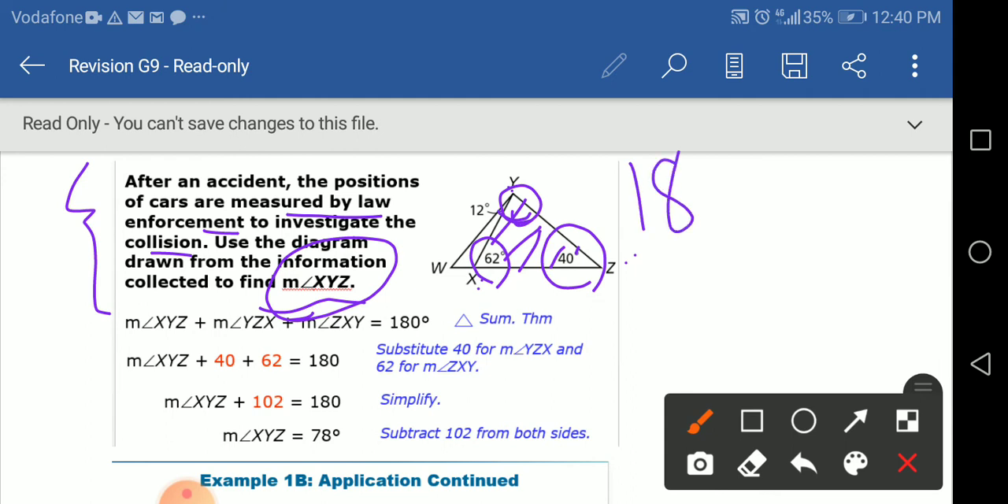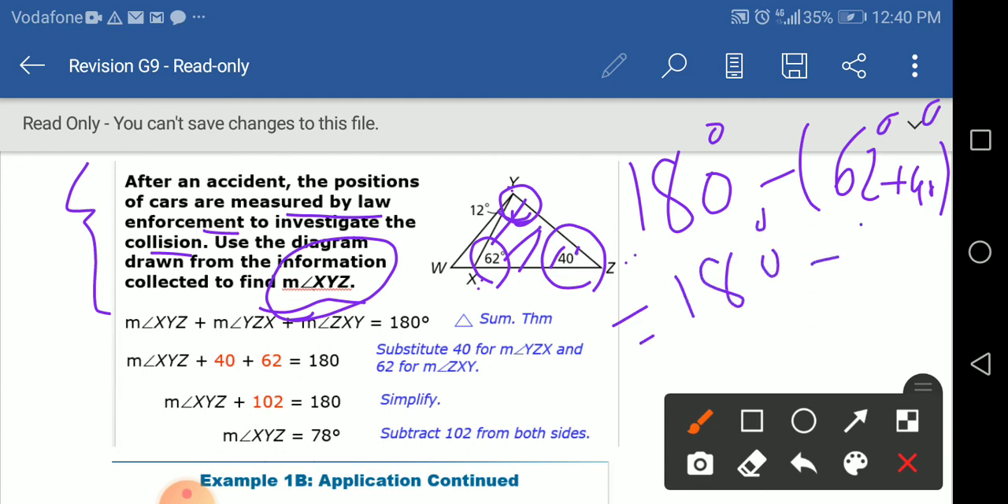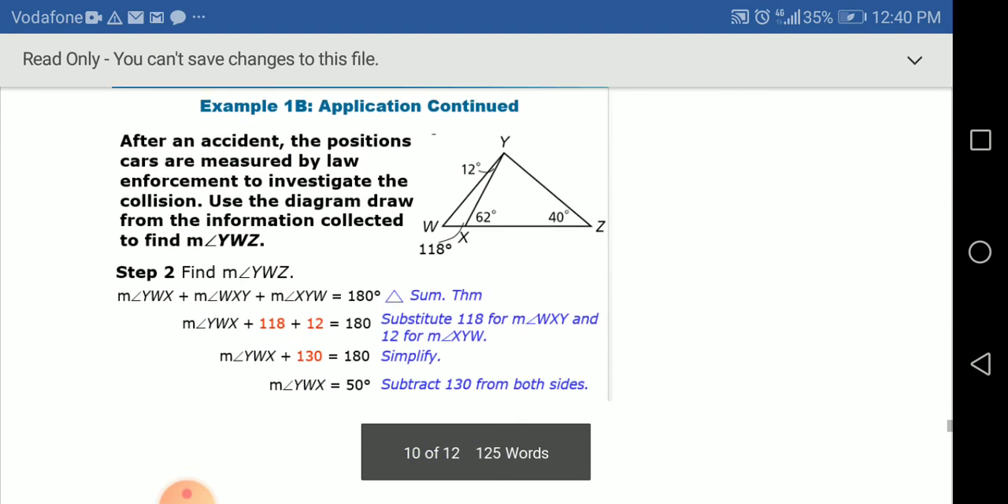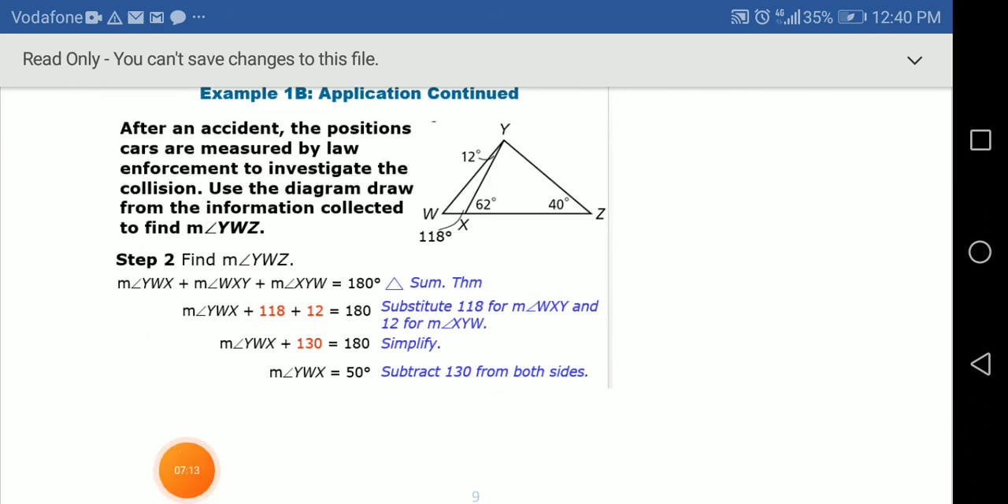It's very easy to find the third angle. 180 minus the sum of the other two angles, 62 plus 40, right? So I have 180 minus 102, so the answer is 78 degrees. So the specific angle which is required is 78 degrees.